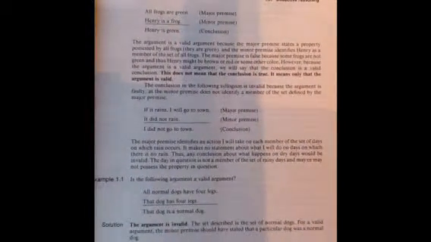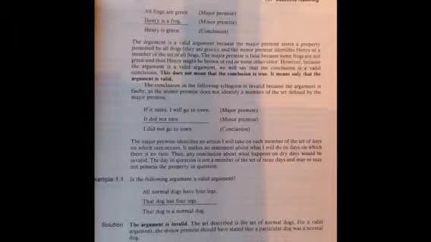Let's see if we can get one that is valid but not necessarily true. So all frogs have green legs. Henry is a frog. Or all frogs are green. Henry is a frog, so Henry is green. Okay, it's valid. Doesn't mean it's always true, but it's valid. If it rains, I will go to town. It did not rain. I did not go to town. That is also a valid argument.